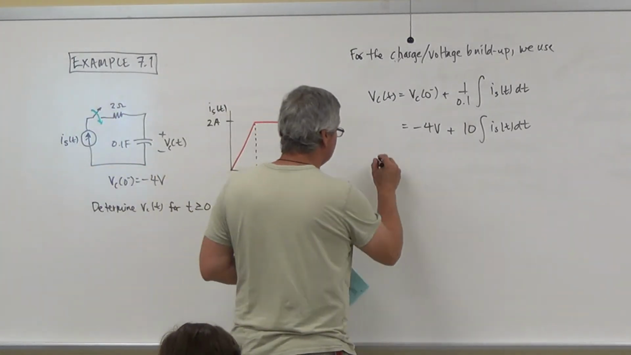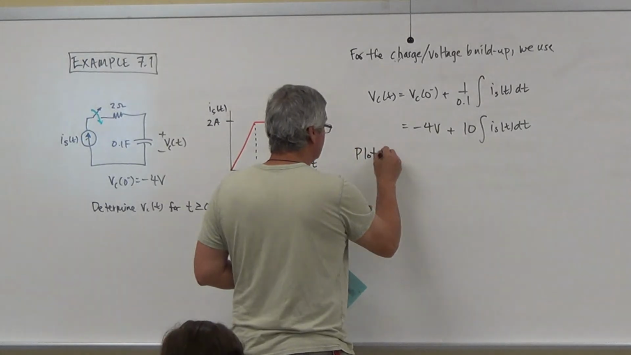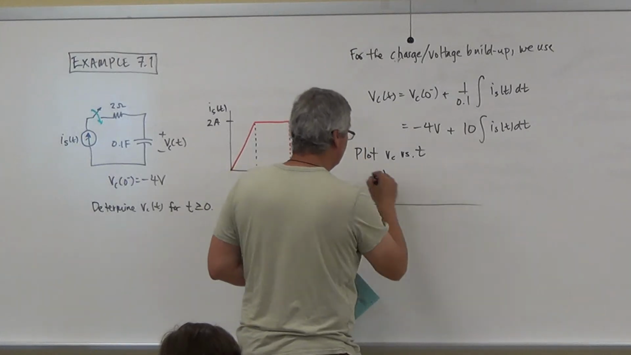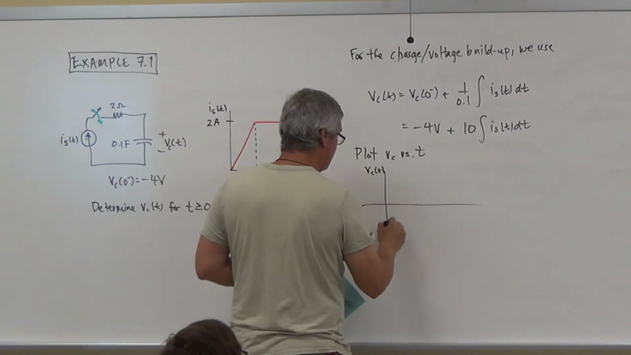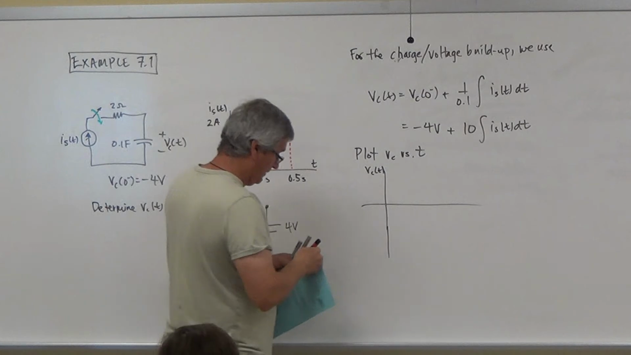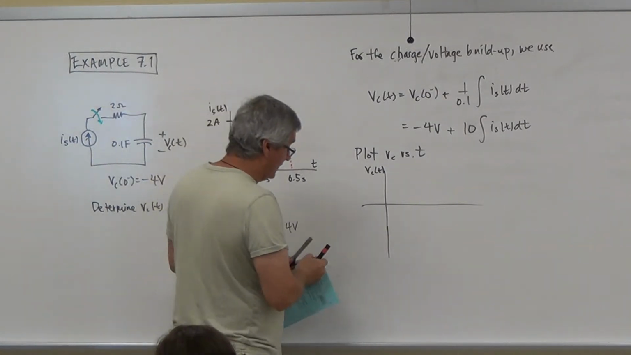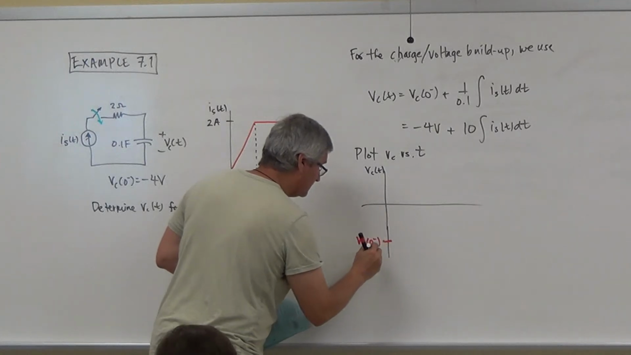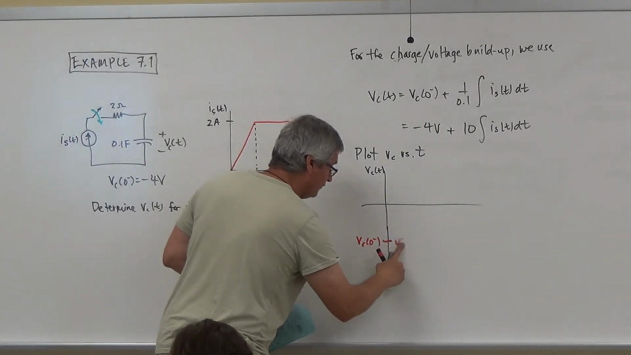So when I'm looking at this, what if we plot VC versus t? What you're seeing here is, where am I starting? I'm starting right there, which will be minus 4 volts.